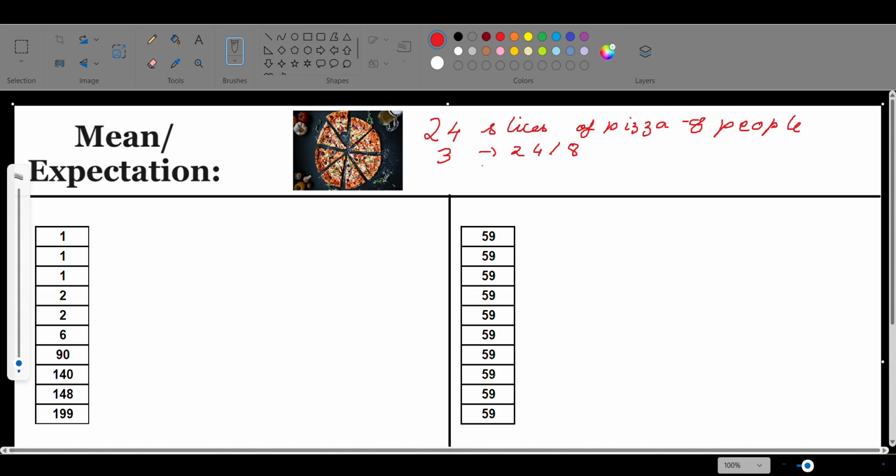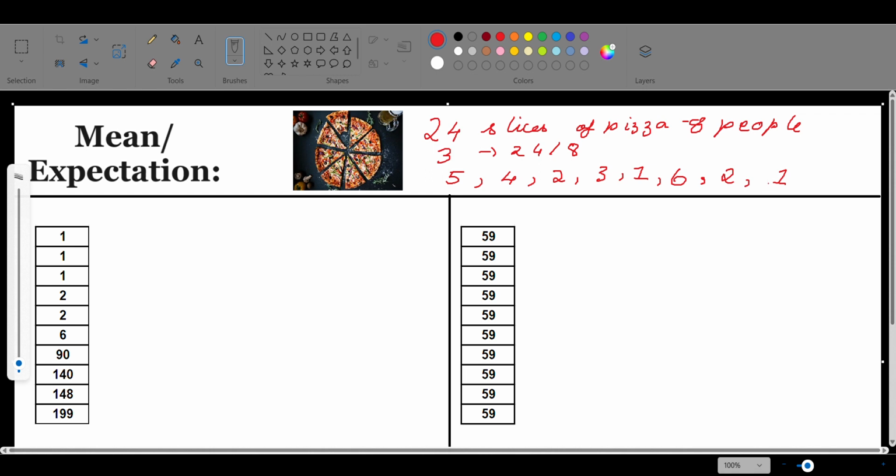Now let me tell you the actual distribution. The first of these 8 people got 5 slices of pizza, the second one got 4, the third one got 2, the fourth one got 3, the fifth one got 1 slice, the sixth one got 6 slices of pizza, the seventh one got 2 slices of pizza, and the eighth one got 1 slice of pizza.